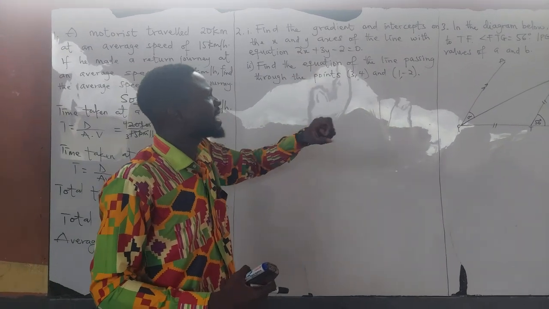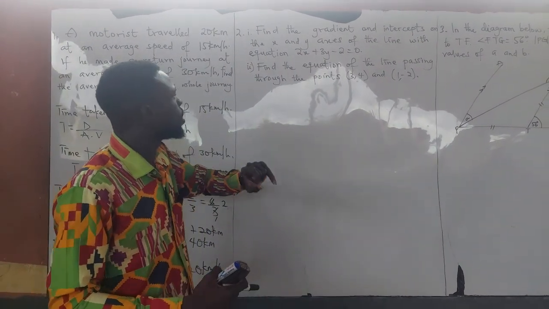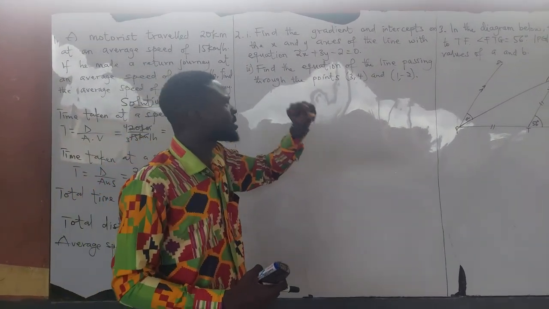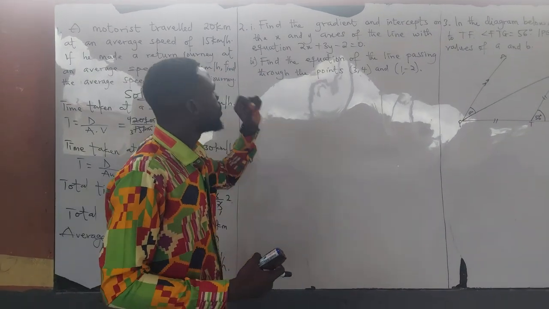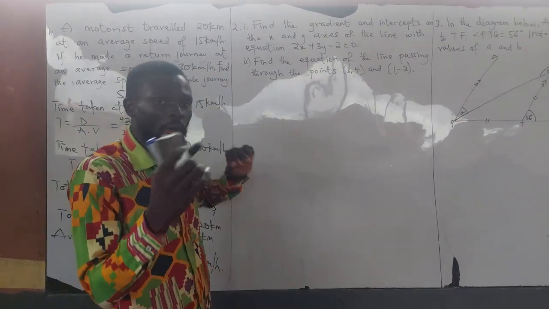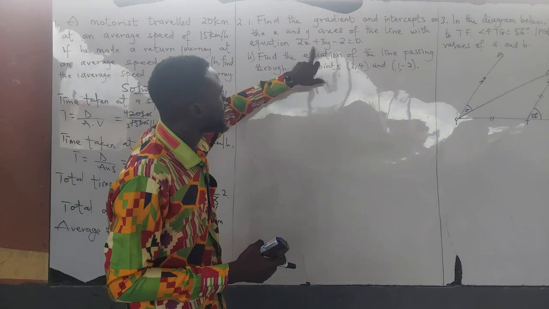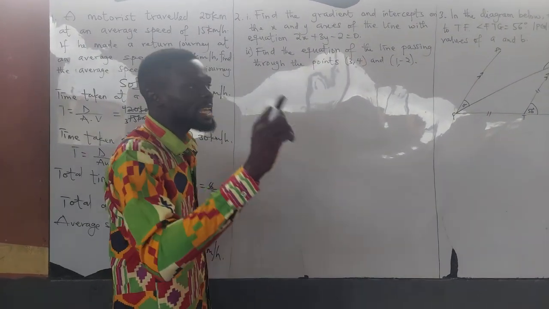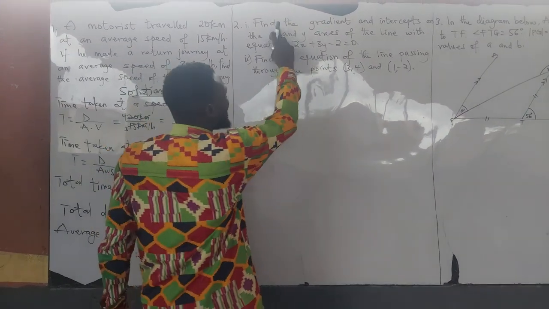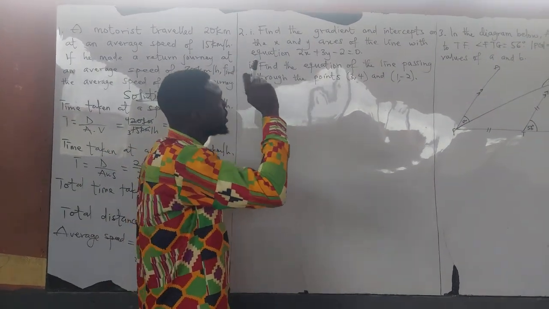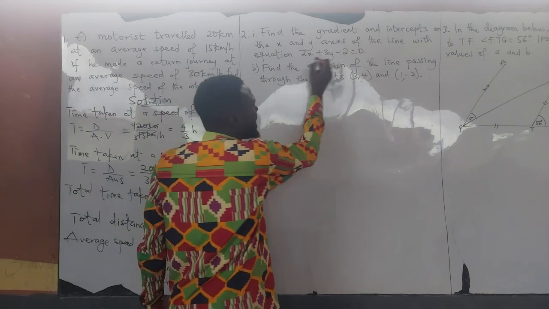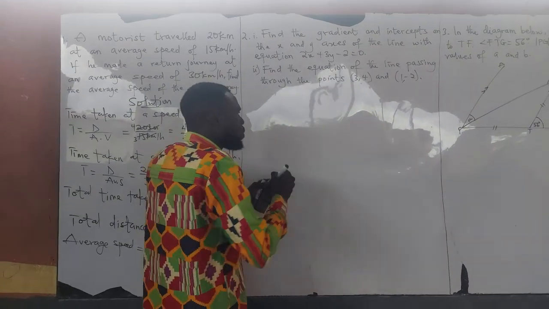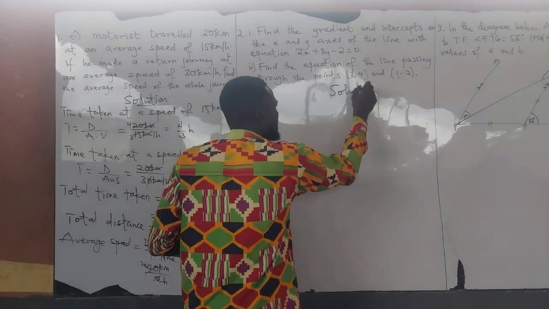Find the gradient and intercept on the x and y axis of the line with equation 2x plus 3y minus 2 is equal to 0. The first thing you have been asked to find is the gradient. You have to find the gradient of this line. Now, what is the gradient of the line?